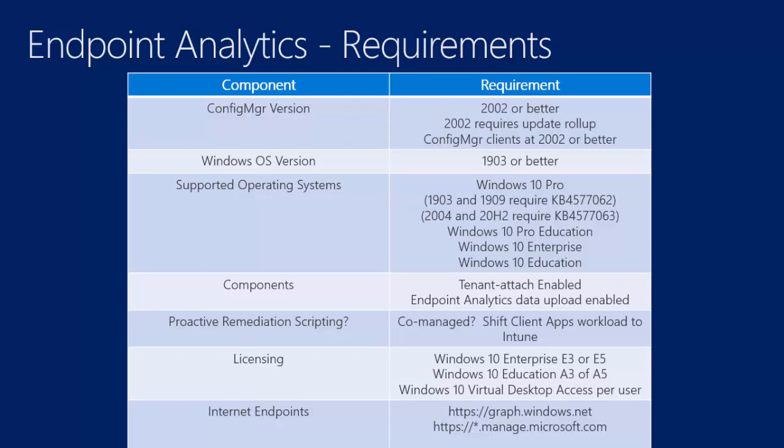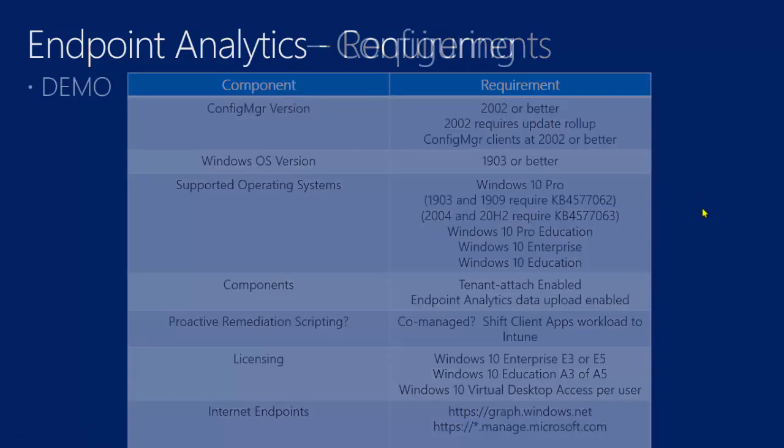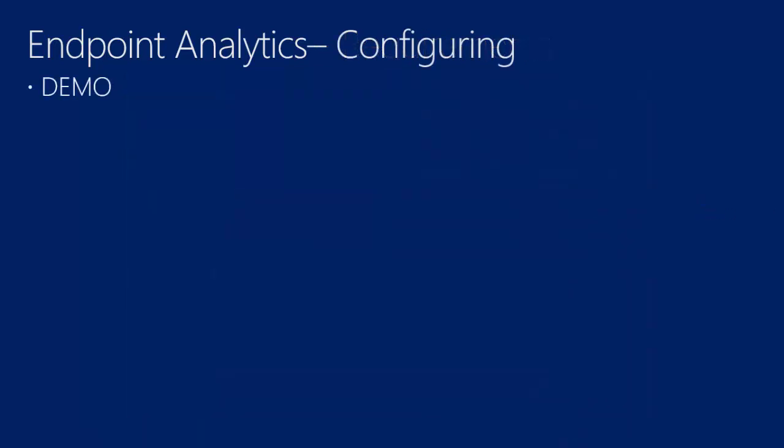Talked about the proactive remediation scripting already. Licensing requirements. Here are some internet endpoints. Now, again, that might make you think of proxies. Already talked about that for a minute. Proxies will come up again in just a little bit. So let's go forward to how we actually configure this in Configuration Manager.